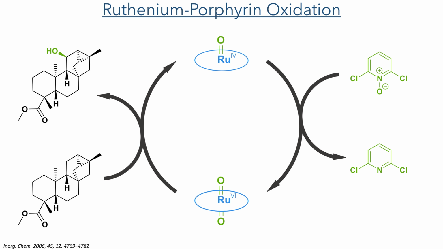This compound can be further oxidized by another equivalent of dichloropyridine N-oxide to form a ruthenium-6 dioxide complex, still coordinated by the cyclic porphyrin. It is this species that reacts with the substrate, oxidizing it to an alcohol to regenerate the ruthenium-4 species. Further reaction can oxidize this further to form the ketone at the C11 position.